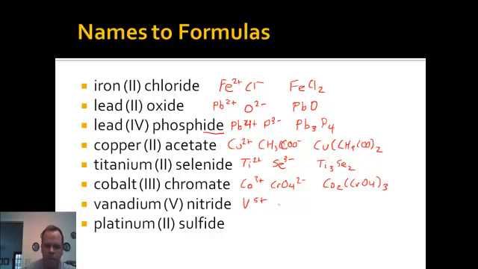Vanadium 5 plus, nitrogen 3 minus, V3N5. That IDE ending told me it was nitrogen, not nitrite or nitrate. Platinum, Pt 2 plus, sulfur 2 minus, PtS. So here we have metals that we do not know a common charge for, so we use a Roman numeral, and the Roman numeral stands for the charge of the metal.